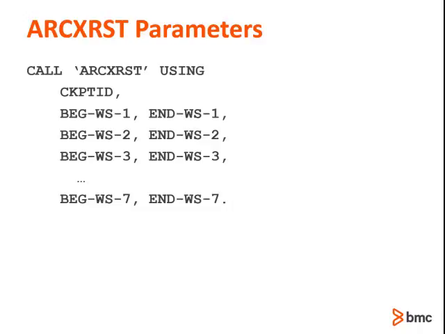Following the checkpoint ID, the ARC XRST call supports up to 7 pairs of data names that identify portions of program storage that will be captured at each checkpoint and will be restored in the event of a program restart. To tag a portion of program storage, the developer simply inserts a data name at the beginning and the end of the desired storage location. For readability, BMC recommends using a naming scheme similar to this example. Now let's see how to use the ARC XRST call in a program.